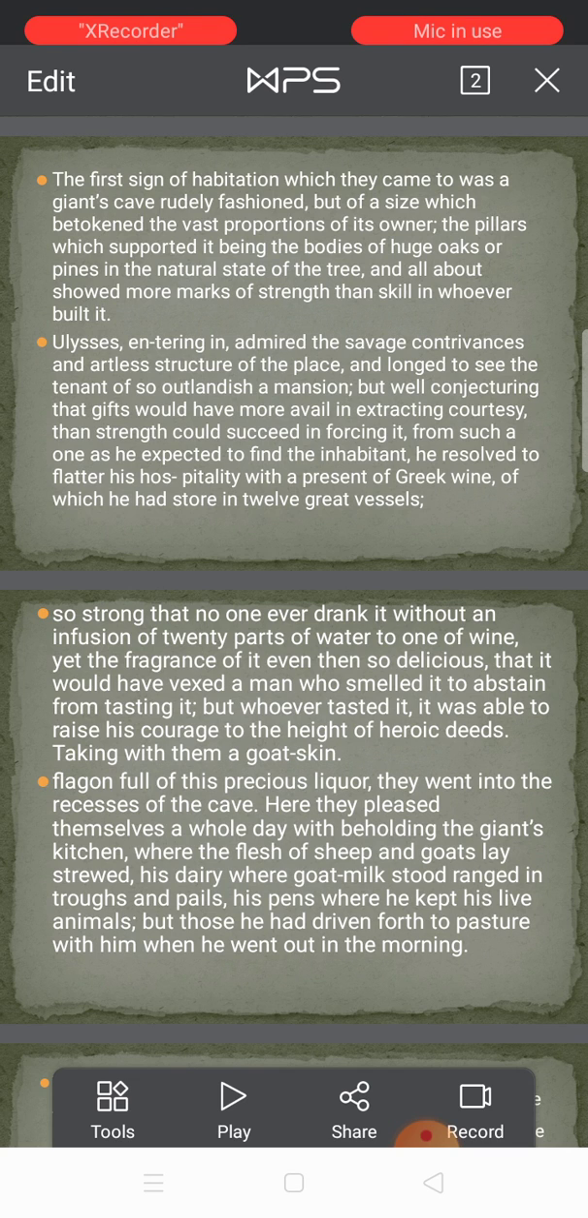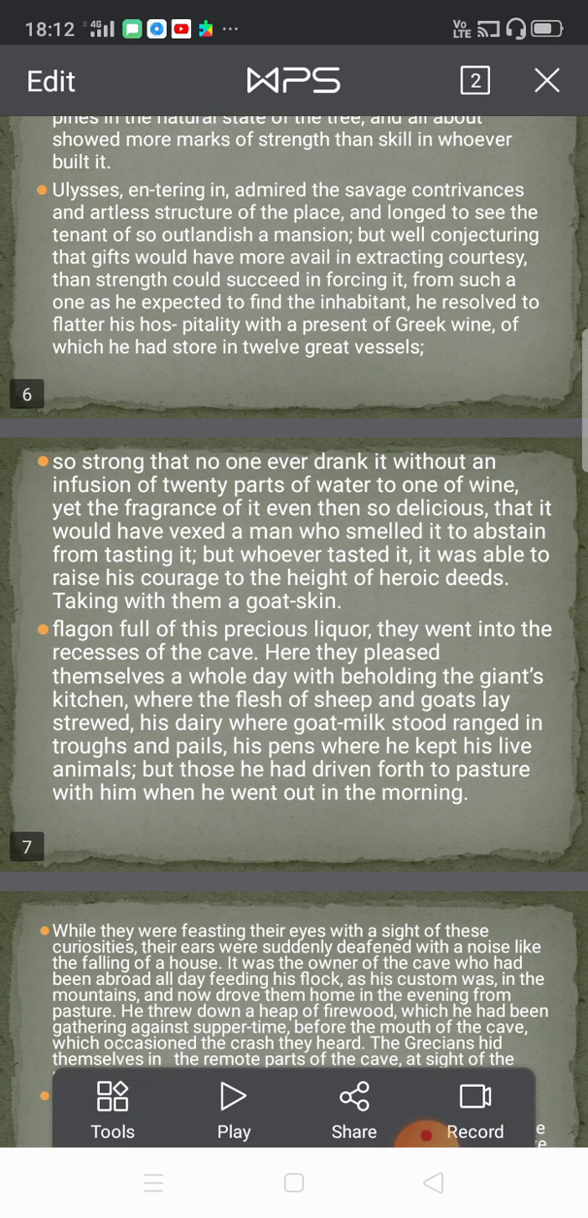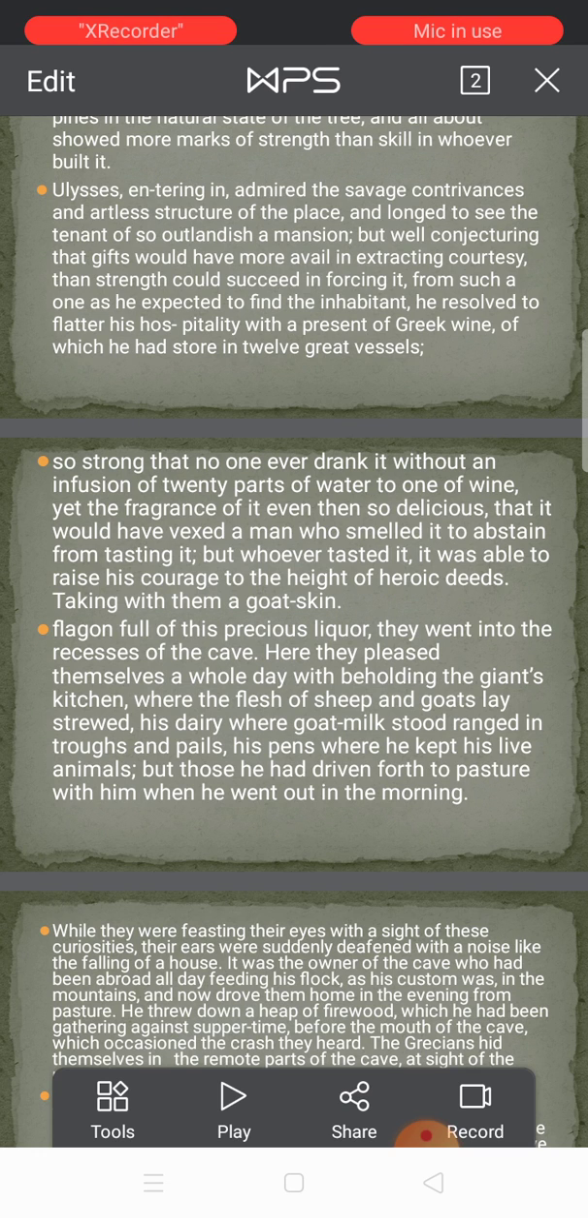But whoever tasted it, it was able to raise his courage to the height of heroic deeds. Taking with them a goat skin flagon full of this precious liquor, liquor means drink, that wine, they went into the recesses of the cave. Here they pleased themselves a whole day with beholding the giant's kitchen, where the flesh of sheep and goats lay strewed, means cut and then spread.